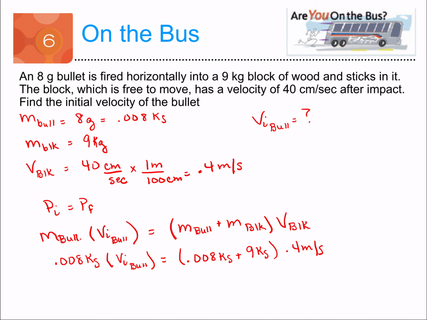All we need to do is rearrange and solve for the initial velocity of the bullet, and when we do that, we get the initial velocity of the bullet to be 450 meters per second.